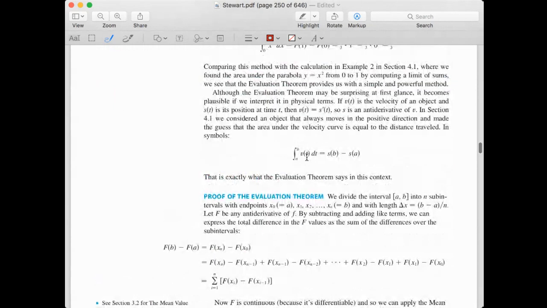For applications, if the integrand is velocity, from A to B, and the antiderivative of velocity is displacement, then the integral equals displacement evaluated at B minus displacement at A.